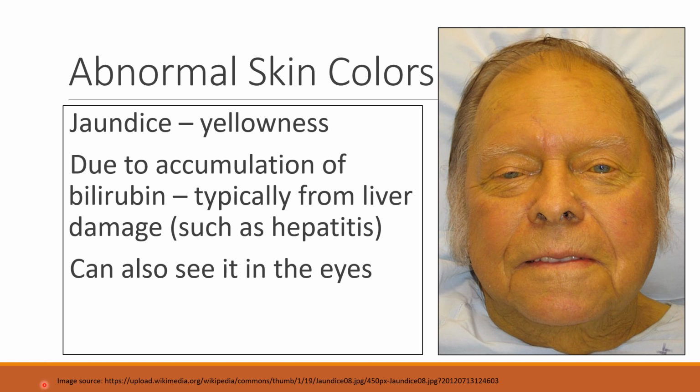Here's another color. The color is yellow, and that's technically called jaundice. I don't know if you can sense it compared to that previous image, but this person's face is very, very yellow. It's jaundiced, and that is due to an accumulation of a substance called bilirubin. Bilirubin is something we'll talk about in the digestive system next semester.